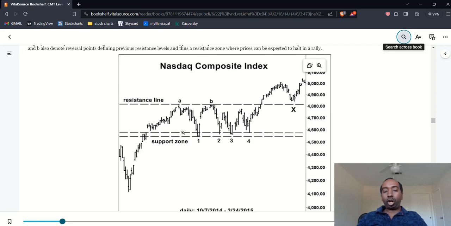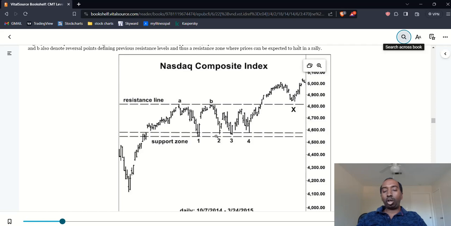Similarly, we draw a support line. While drawing the support line, all the troughs are not at the same price. There are troughs a little bit higher and some troughs a little bit lower, almost identical or near to each other. So if you see 1, 2, 3, 4, all are grouped together, not at a single point but in a smaller range. This smaller range is called a support zone. If it happens at the resistance level, then we call it a resistance zone.